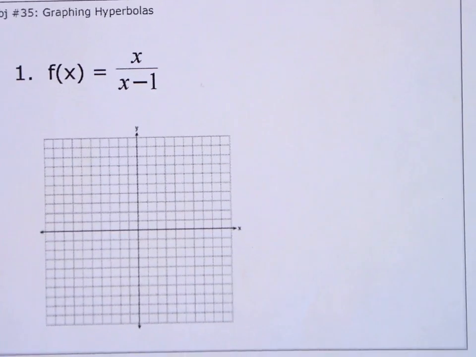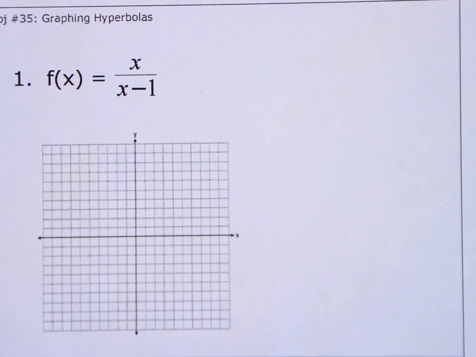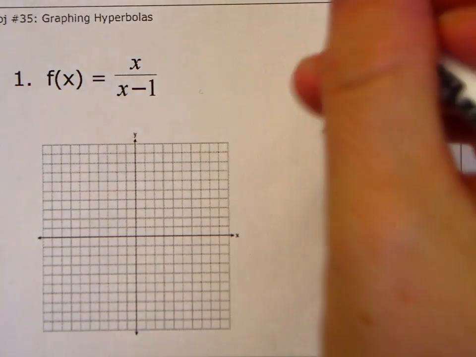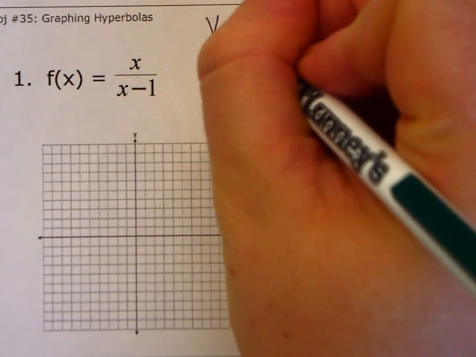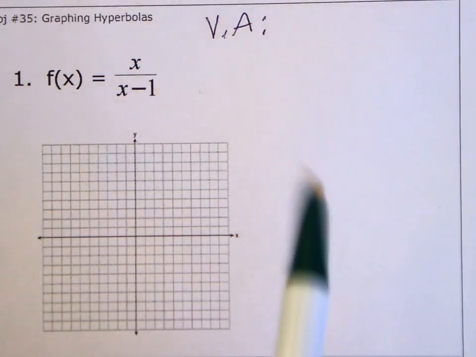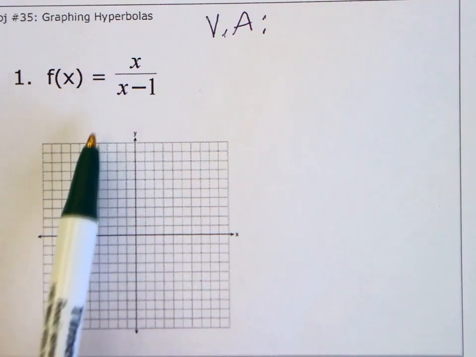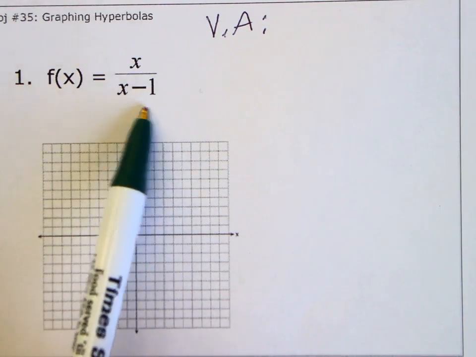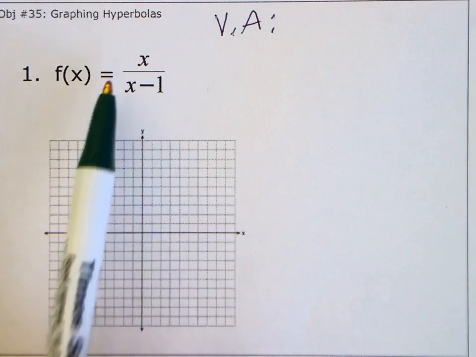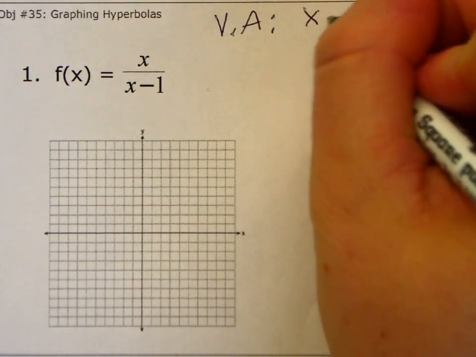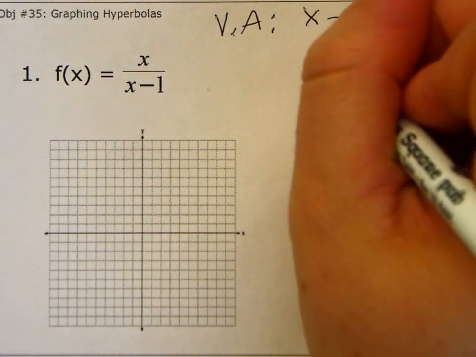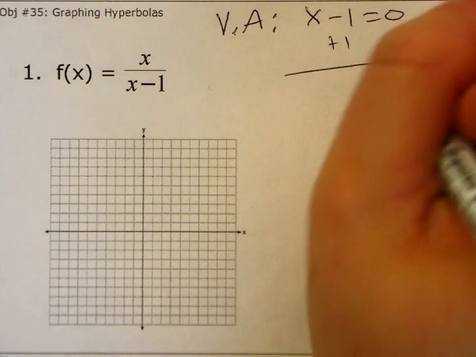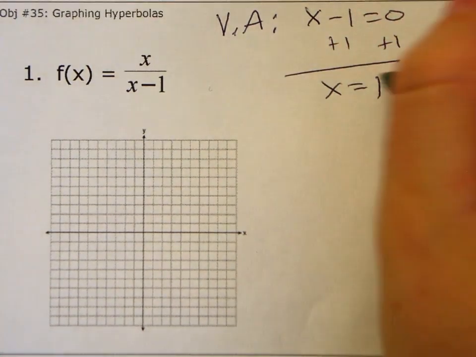Okay. The only thing that doesn't really change for a hyperbola where there's an x in the numerator is the vertical asymptote. Because remember, the vertical asymptote is basically where the domain is restricted. What can you not have when you have a fraction? You can never have 0 in the denominator. So x minus 1 equals 0, so x equals 1. Okay.